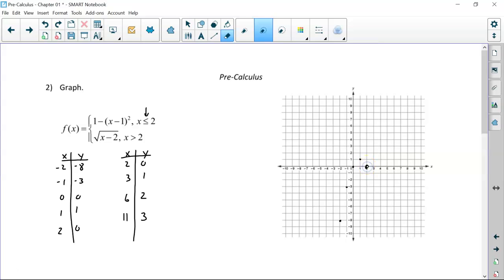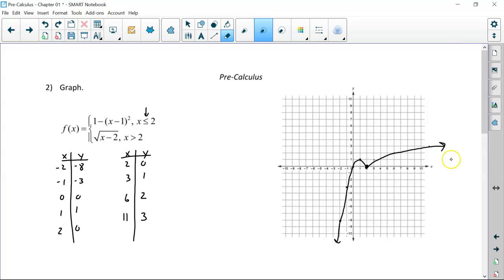So we're at 2, 0 once again. We're at 3, 1, 6, 2, and 11, 3, which would be up there. Now we're using an open dot at the 2, 0, but you can't see it because it's covered up by the solid dot. So the left-hand side of the graph goes like this, and the right-hand side looks like that. That is our piecewise function.